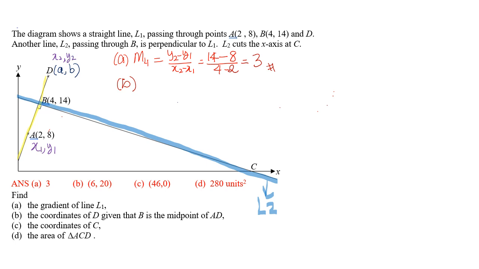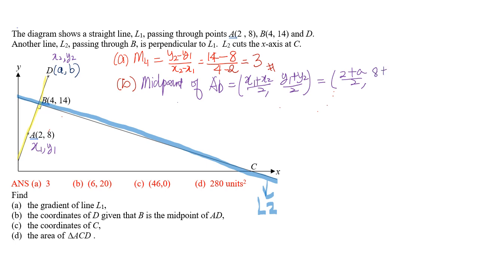All right, so B is the midpoint. Do you remember the formula to find the midpoint? Yes. The midpoint of AD would be: you take x1 plus x2 divided by 2, then y1 plus y2 divided by 2. That will be equal to (2 plus A) divided by 2, (8 plus B) divided by 2.